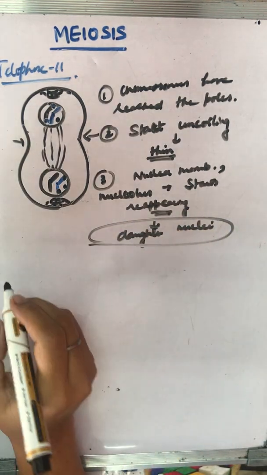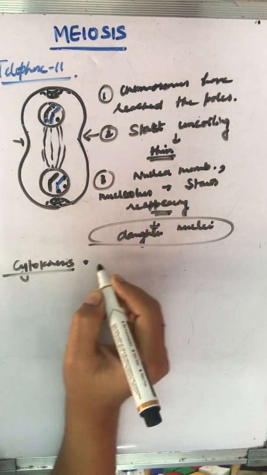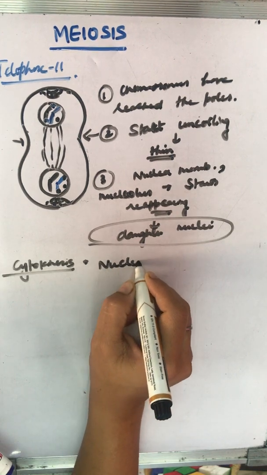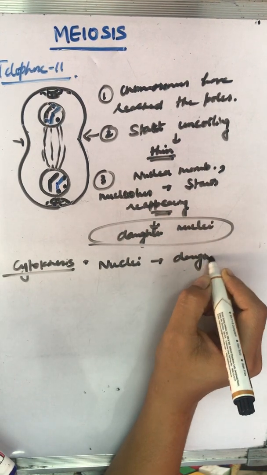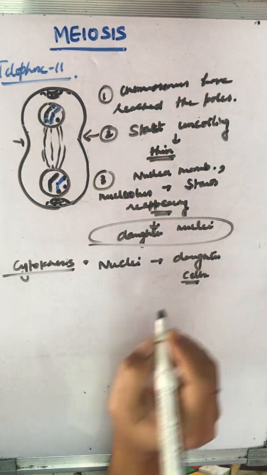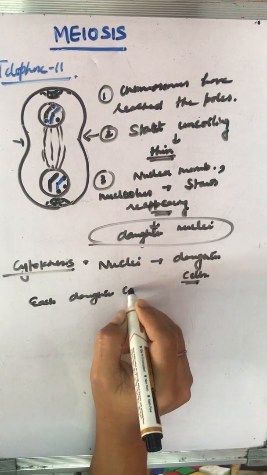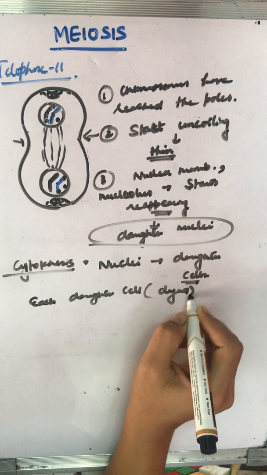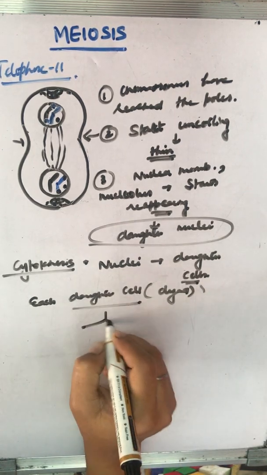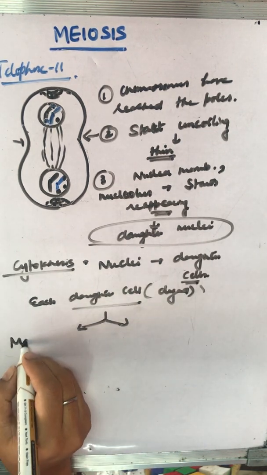Okay, and after that what occurs? Cytokinesis. Cytokinesis means now the nuclei are separated into daughter cells. Daughter cells, and each daughter cell or dyad, it forms 2 daughter cells further.